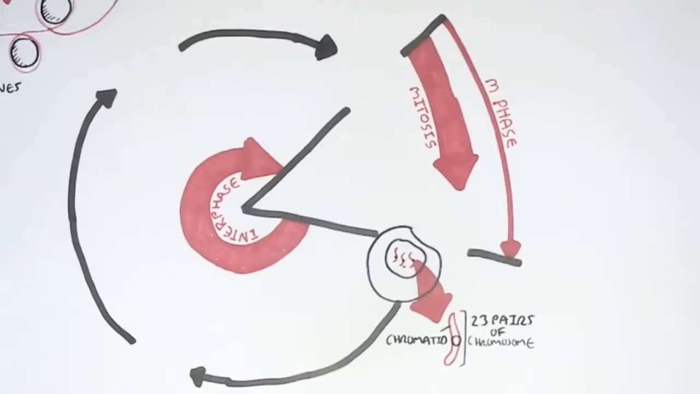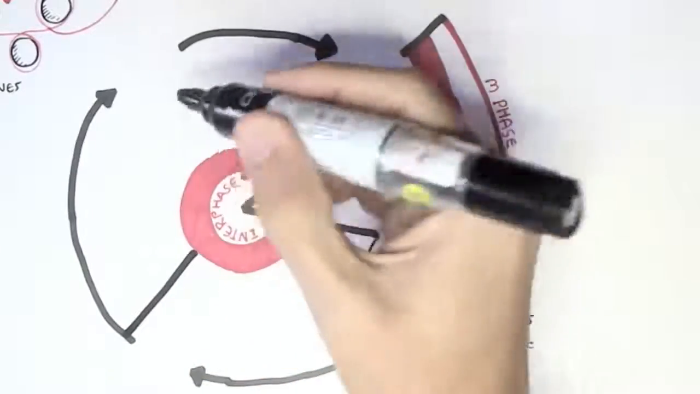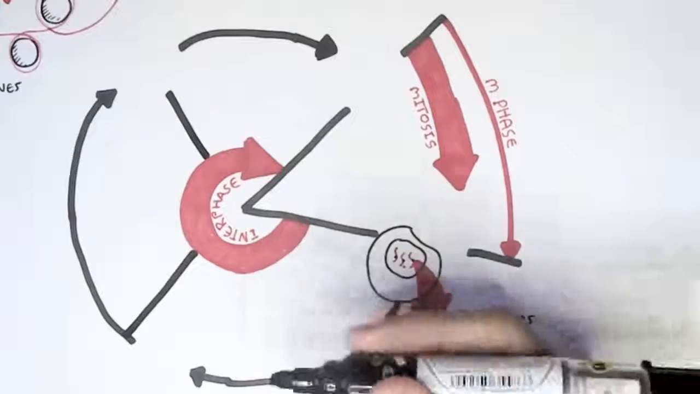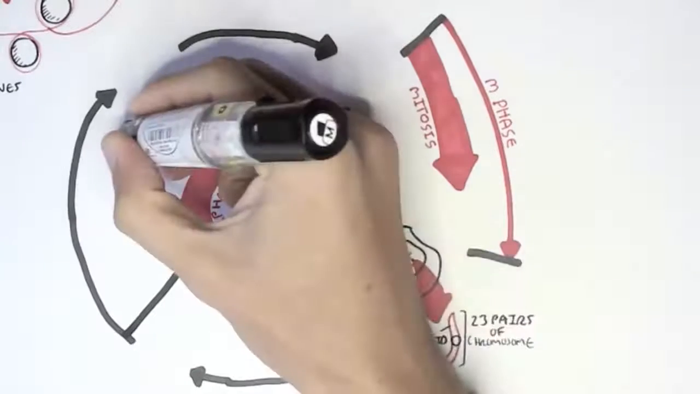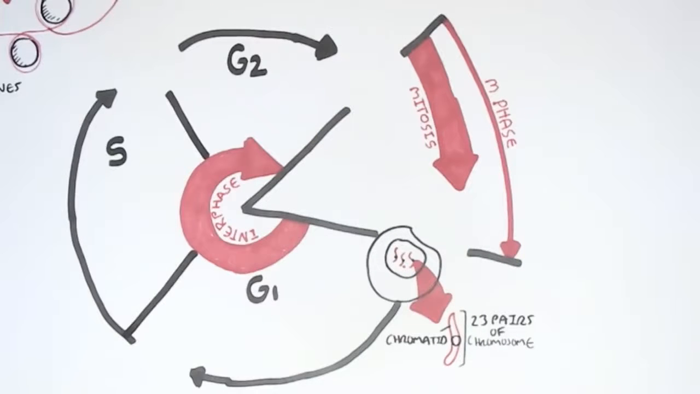Anyway, the interphase can be divided into 3 stages. The first stage is growth 1, or G1. The second is synthesis, or S, and then growth 2, which is G2.